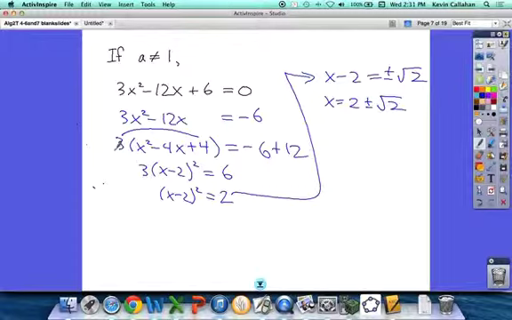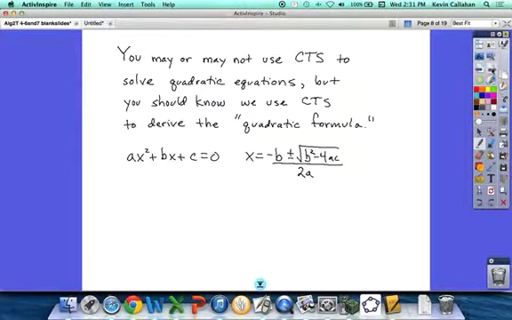Okay, that is how you can solve a quadratic equation by completing the square. I don't find I ever want to do that. Okay, but it's important to those, at least one of those SOL things that we're supposed to know, which is kind of hard to test. So you may or may not use completing the square to solve quadratic equations, but you're supposed to know that is how we figure out what the quadratic formula is. It comes from completing the square. We will in a minute.